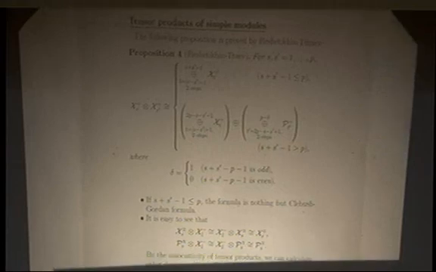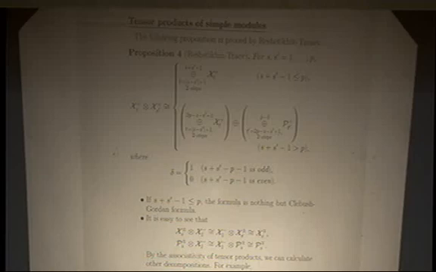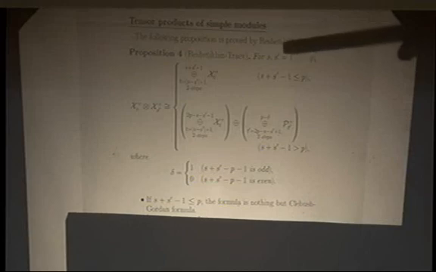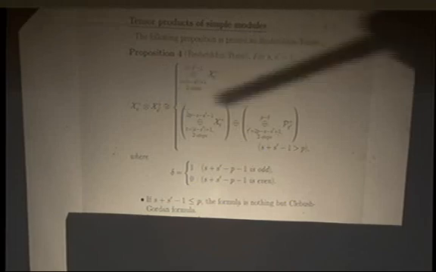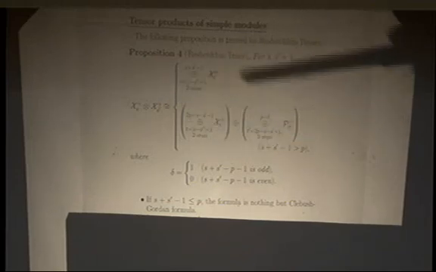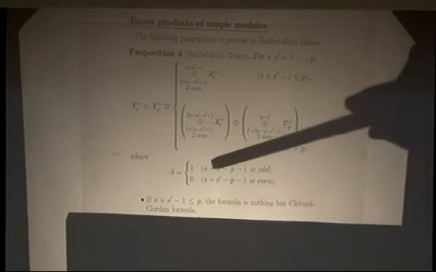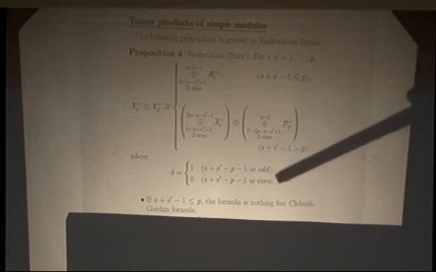Firstly, I'll give you the known result for tensor product of simple modules. The following proposition is proved by Suter and Feigin et al. in around the 1990s, namely, for s and s prime equal to 1 to p, X_s^+ tensor X_s'^+ is isomorphic to this direct sum of modules, where delta is 1 or 0 if s plus s prime minus p minus 1 is odd or even.